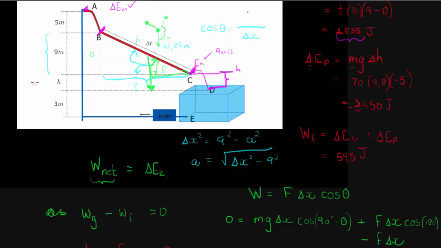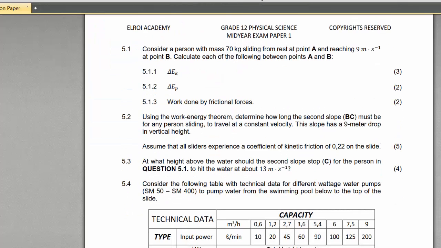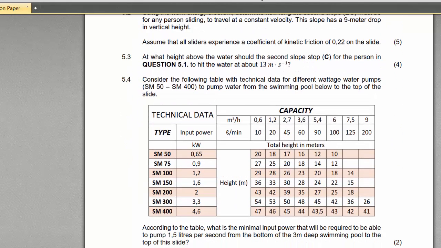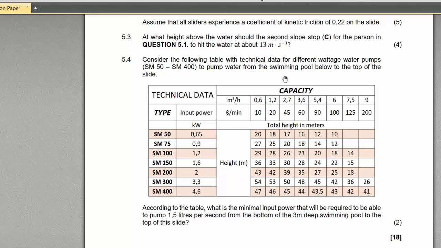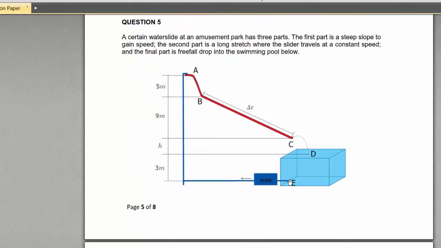So this height is about 4.49 meters. Now, with that being said, that was important in order to be able to answer the next question, which is the final question. Consider the following table with technical data for different wattage water pumps to pump water from the swimming pool below to the top of the slide. So from the swimming pool below, here's the pump. At point E, it drains water until it gets to the top of the slide, from where the water is then helping the sliders to slide down.